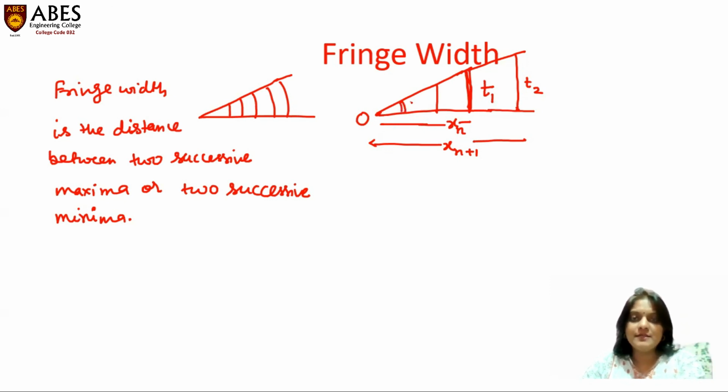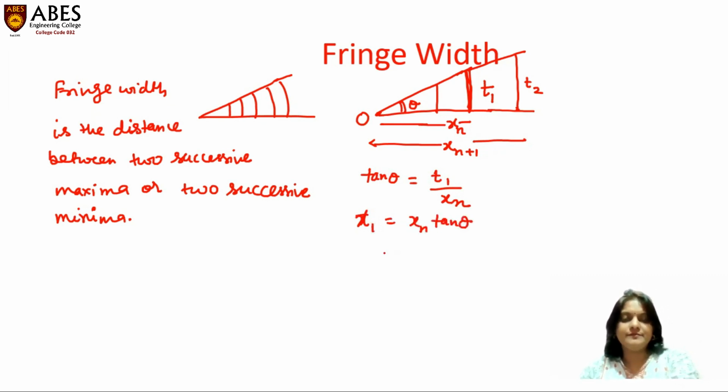This wedge angle is called the angle theta. So according to this, tan theta is equal to T1 upon xn. So I can easily calculate the value of T1, which is equal to xn tan theta. The value of T1 is equal to xn tan theta.